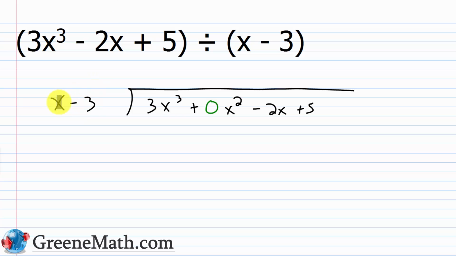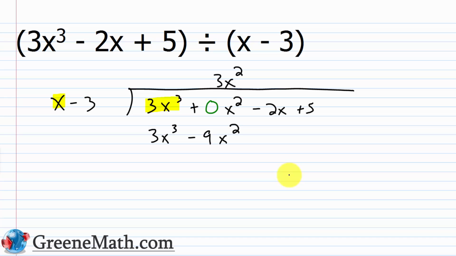I want to go leading term into leading term. So what is 3x cubed over x? Well, x cubed over x is just x squared, right? So this would be 3x squared. Now I want to do my mom step, or multiply. Multiply 3x squared by x, I get 3x cubed. Multiply 3x squared by negative 3, I get minus 9x squared.